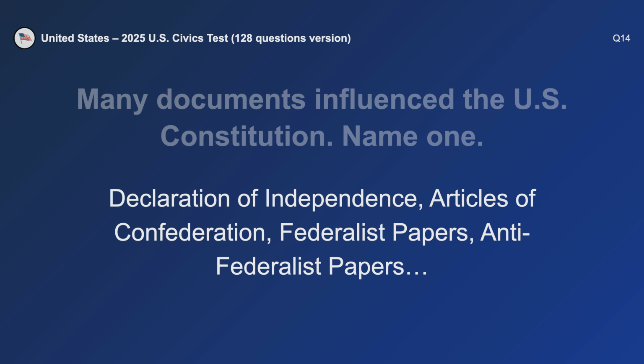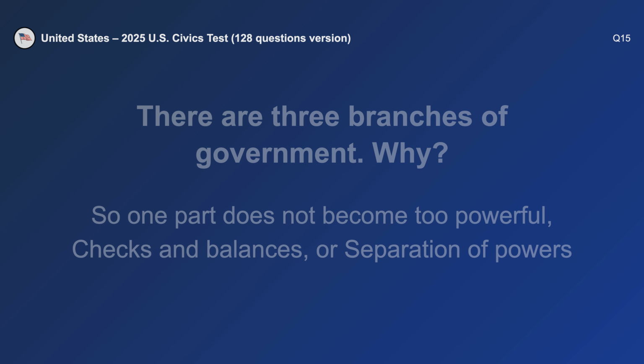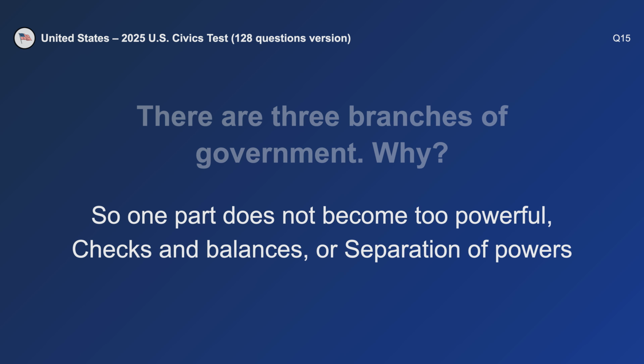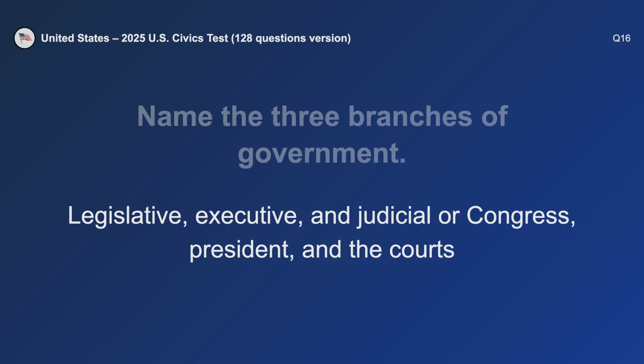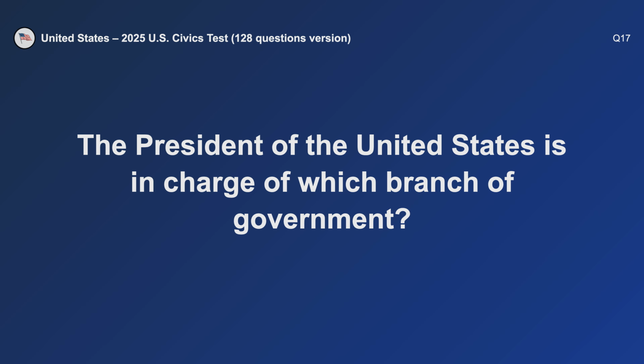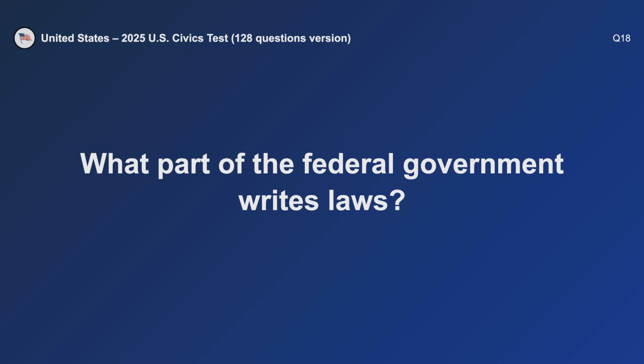Declaration of Independence. There are three branches of government. Why? Checks and balances. Name the three branches of government. Legislative, executive, and judicial. The President of the United States is in charge of which branch of government? Executive branch.